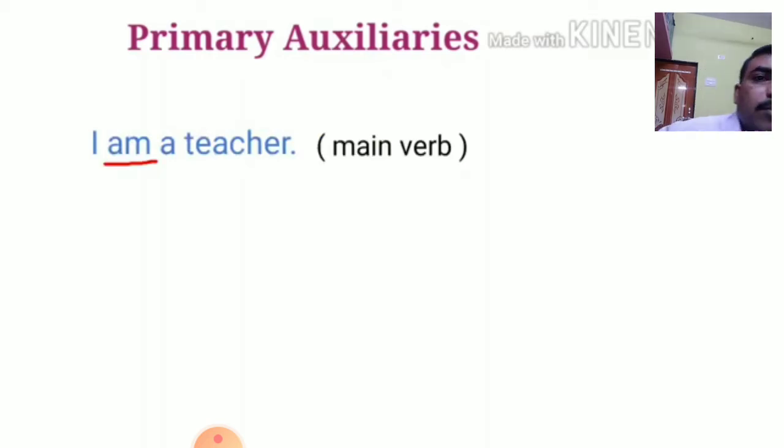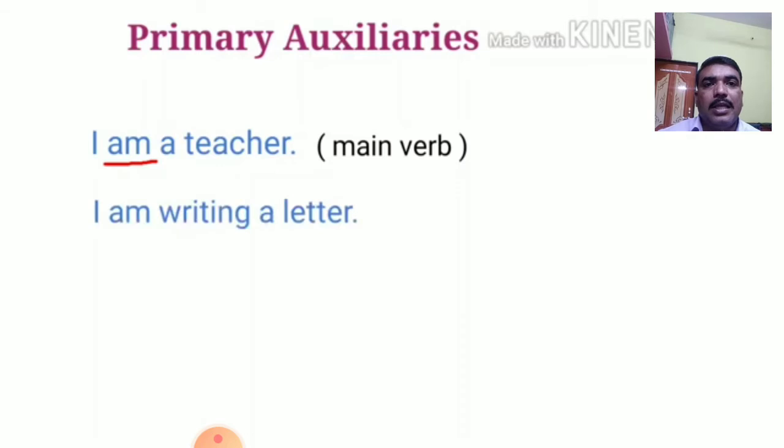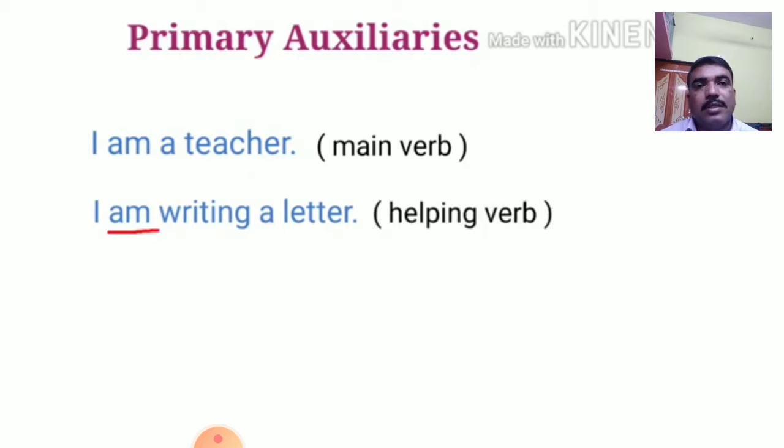Here you can see the primary auxiliary. Example, I am a teacher. Here it is functioning as a main verb. I am writing a letter. Here am is functioning as a helping verb. So sometimes primary auxiliary plays the role of main verb and sometimes it plays the role of helping verb. It comes along with the main verb or sometimes it becomes the main verb.